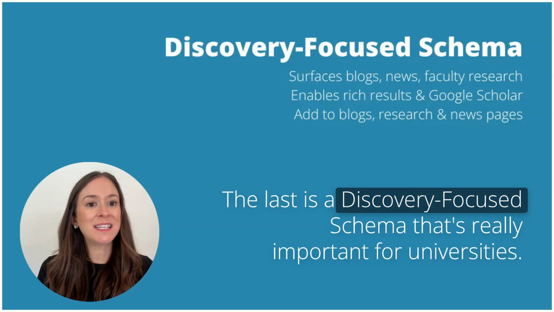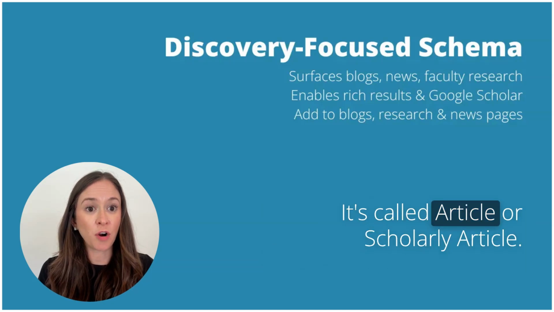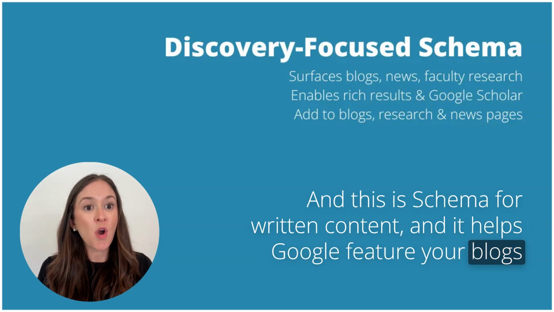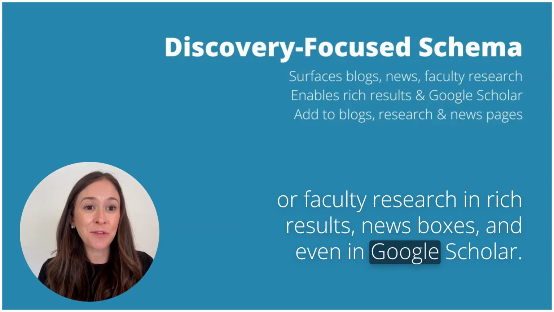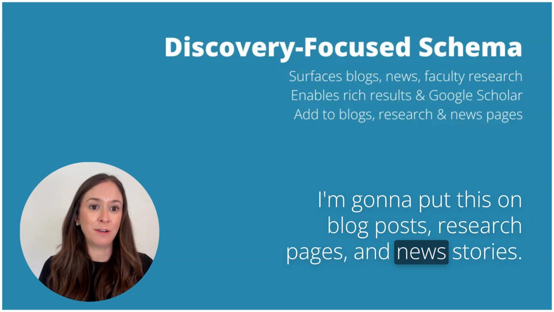The last is a discovery-focused schema that's really important for universities. It's called Article or Scholarly Article. And this is schema for written content, and it helps Google feature your blogs or faculty research in rich results, news boxes, and even in Google Scholar. I'm going to put this on blog posts, research pages, and news stories.